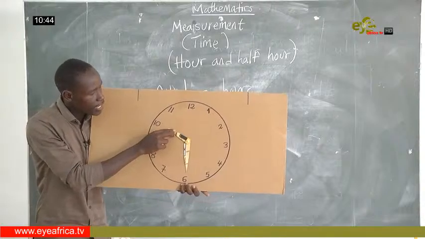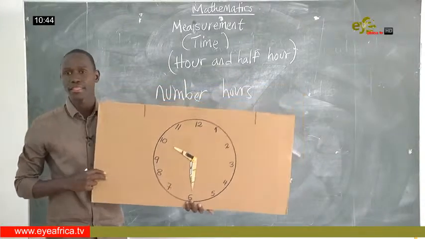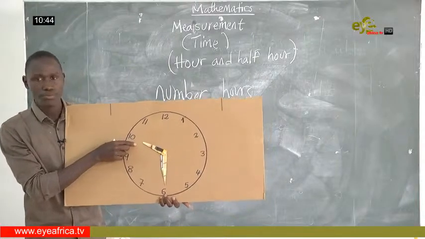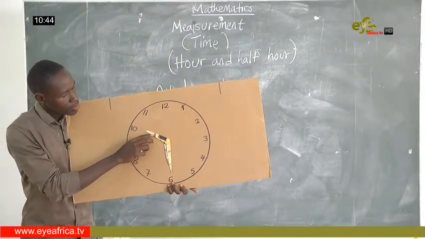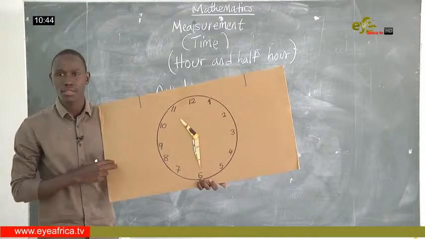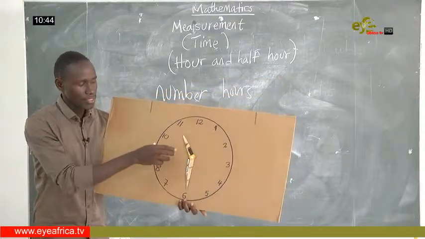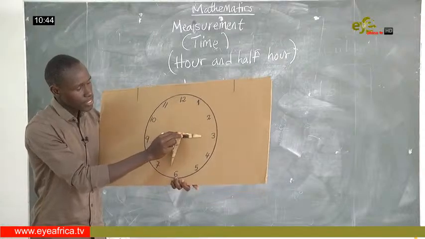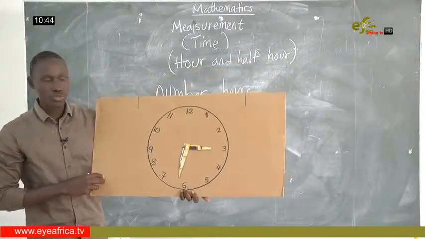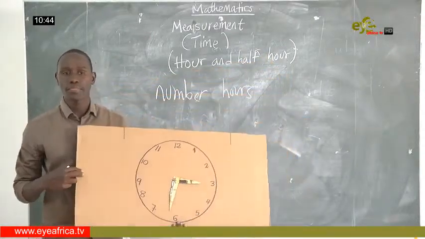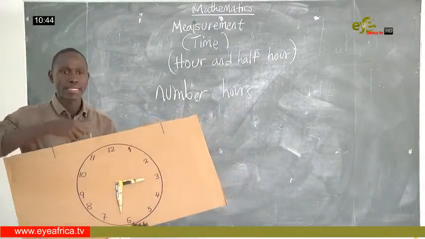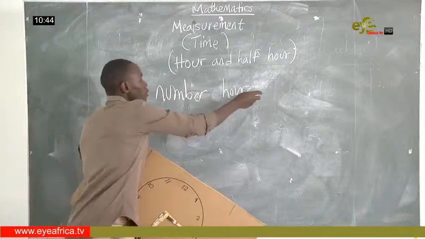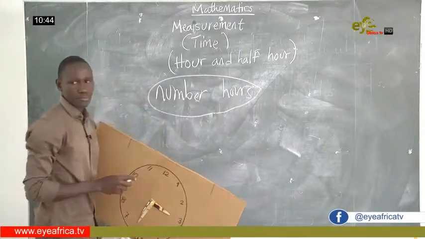If the short hand faces 10, that is telling you it's 10 o'clock. If the short hand faces 11, it's 11 o'clock. If the short hand faces 3, it's 3 o'clock. So that's what we mean by the hour hand. The hour hand always tells us the number of hours.